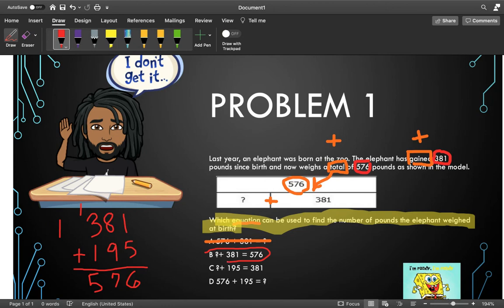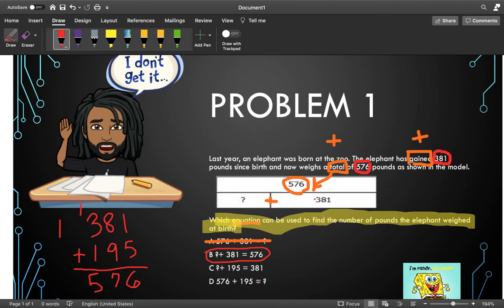So we have found the correct equation. And let's just look at C. C says unknown quantity plus 195 equals 381. You see what they did, how they tried to trick you. 195 is what we came up with as the actual unknown quantity, plus equals 381. So it's saying that if I do an unknown quantity plus 195, I get 381. But I know that the sum we are trying to get is 576, correct.